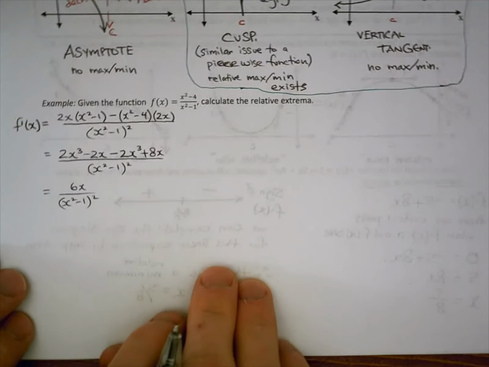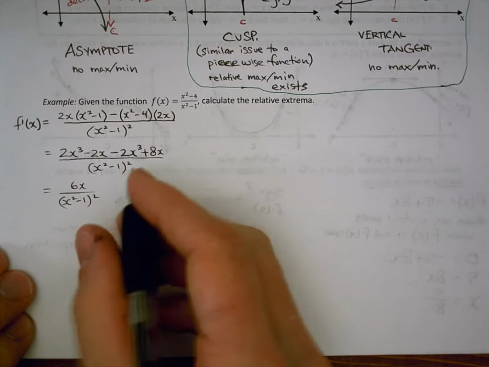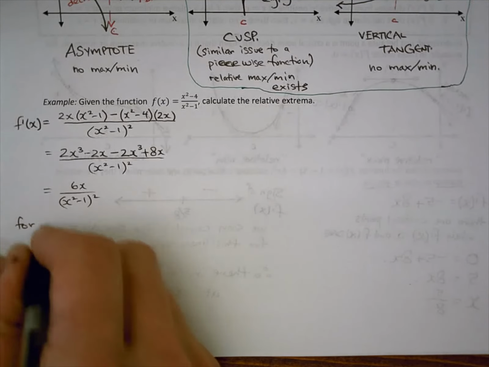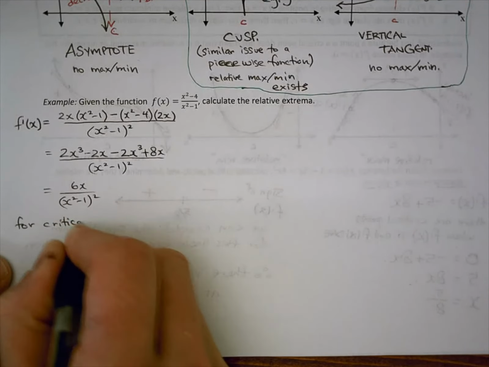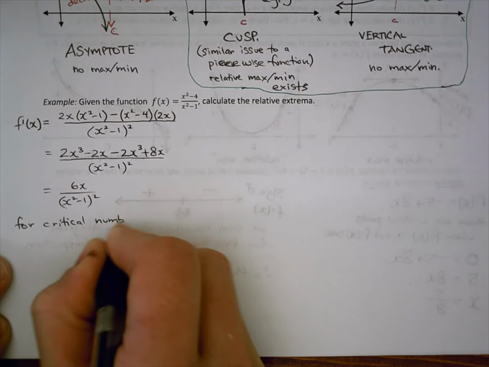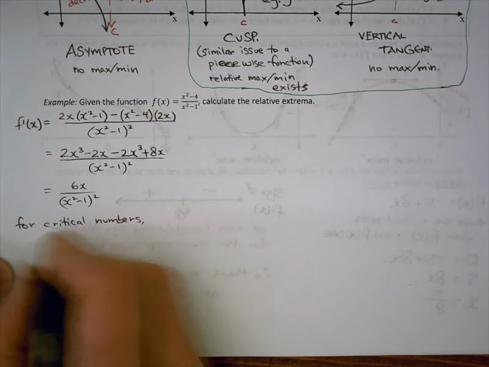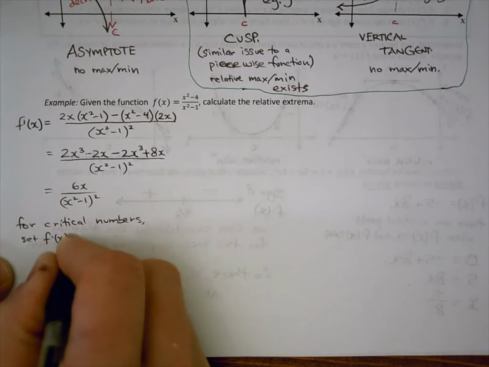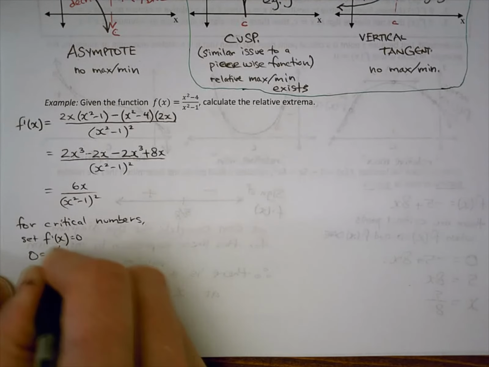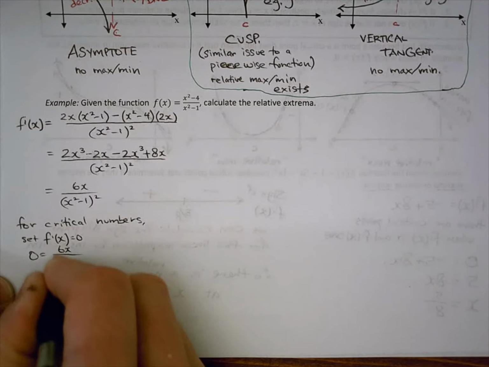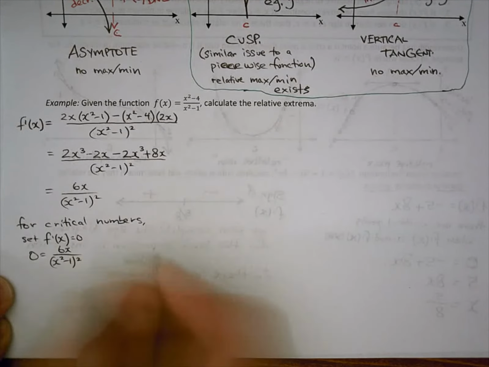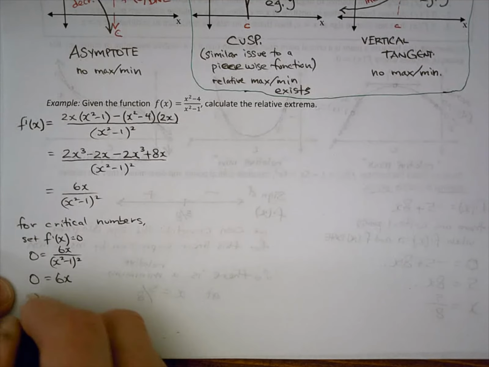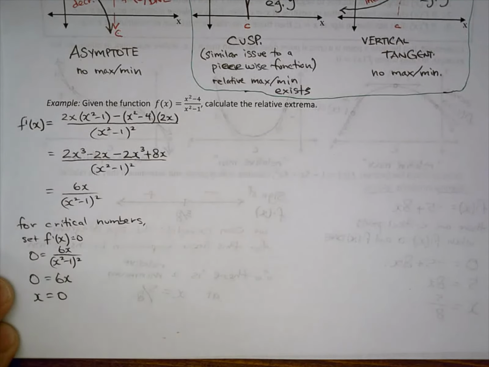Now, to find the max-min points, or the extrema, I need the critical numbers first. So for critical numbers, there are two situations where this arises. The one we've seen so far is to set the numerator equal to 0. So I have 0 is equal to 6x over x squared minus 1 all squared. I cross multiply, so I get 0 is equal to 6x, so I get x is equal to 0.